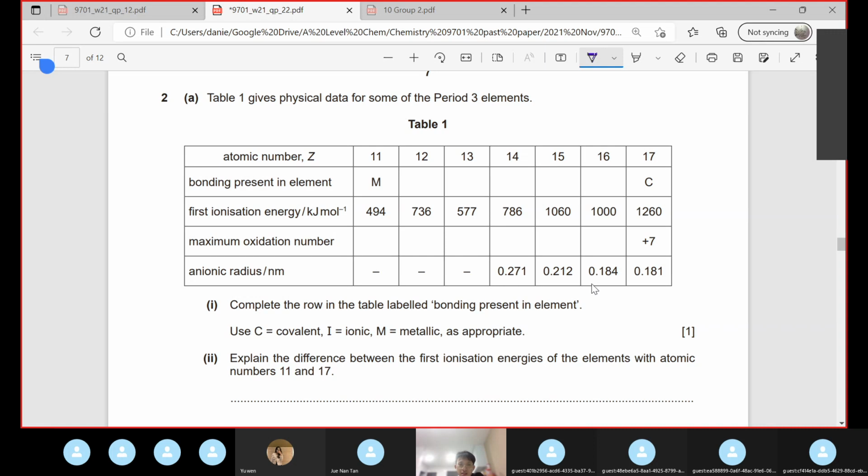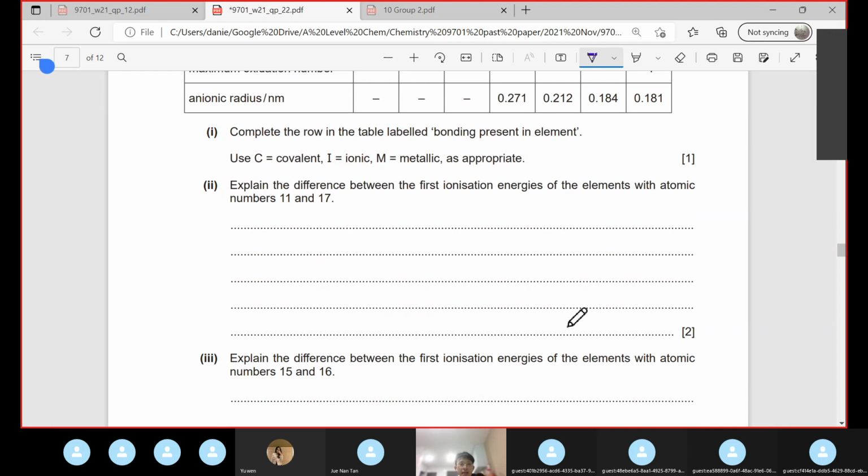The answer is: this is metal, this is metal, this is covalent, covalent, covalent. I believe none of you wrote ionic, as they ask about elements. Ionic bond is never present in an element. Ionic bond is only present between cation and anion. So I hope none of you wrote ionic. 11, 12, 13 are metals. 14, 15, 16, 17 are covalent.